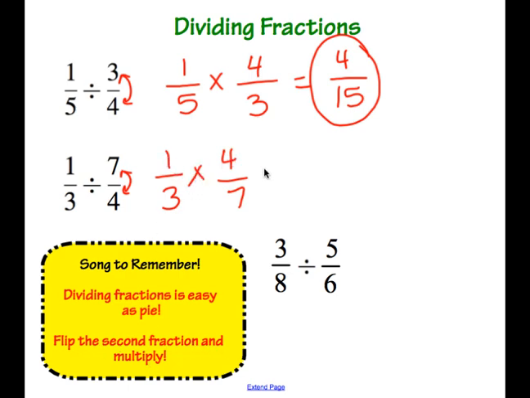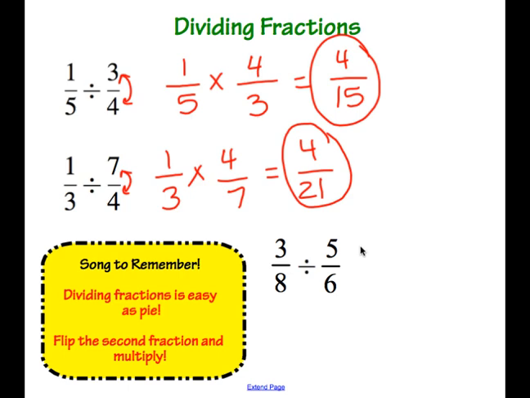Again, 1 times 4 in our numerators is 4. And 3 times 7 in our denominators is 21. 4/21 is in simplified form, so that's our final answer. Okay, moving to our last example.